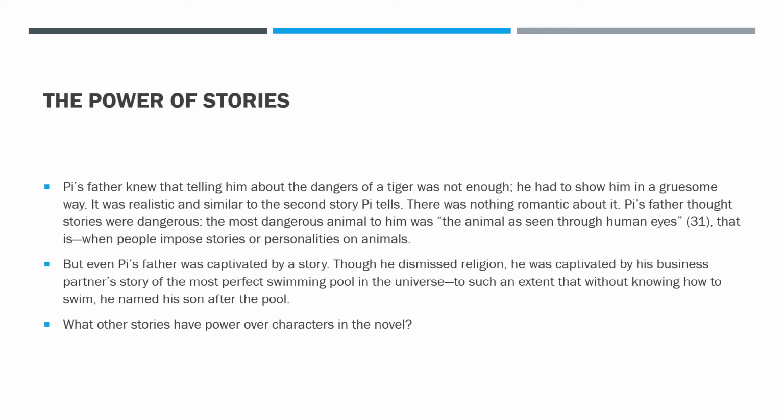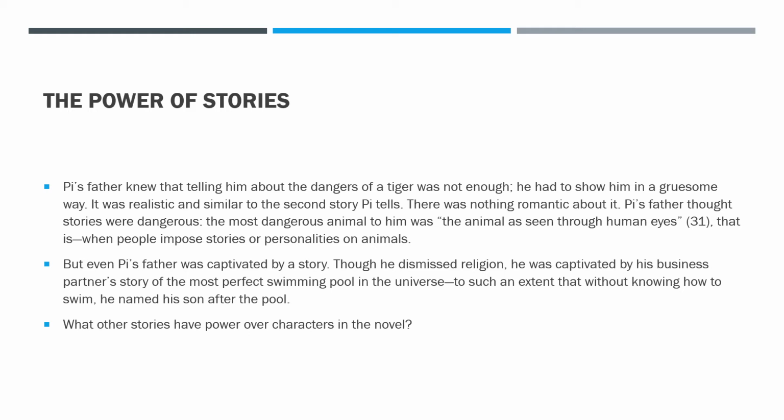Pi's father knew that telling him about the danger of a tiger was not enough, so he had to show him in a very gruesome way. Pi's father aspires to be very modern. He doesn't seem particularly enamored by any religions or anything like that. The way that he shows Pi how tigers are dangerous reminds me of Pi's second story. It's just very straightforward and gruesome.